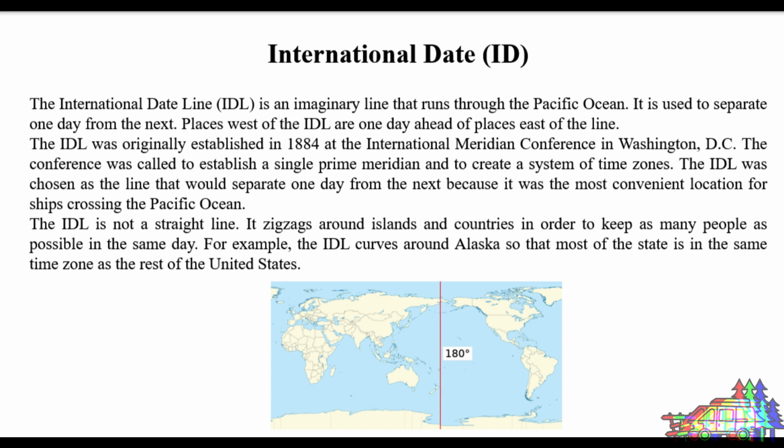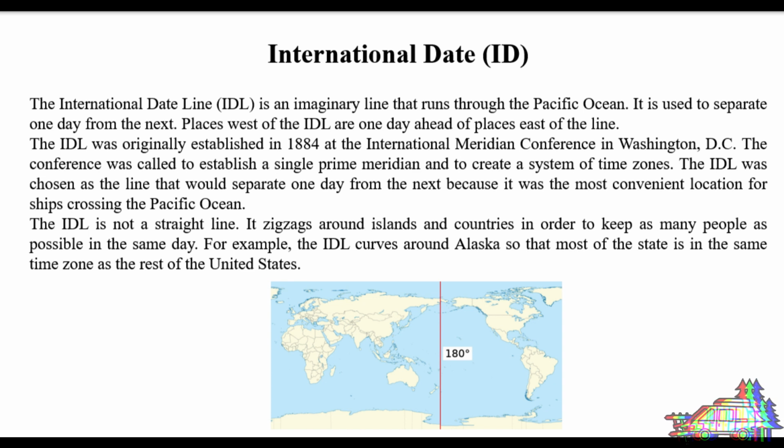The IDL was originally established in 1884 at the International Meridian Conference in Washington, D.C. The conference was called to establish a single prime meridian and to create a system of time zones. The IDL was chosen as the line that would separate one day from the next because it was the most convenient location for ships crossing the Pacific Ocean.